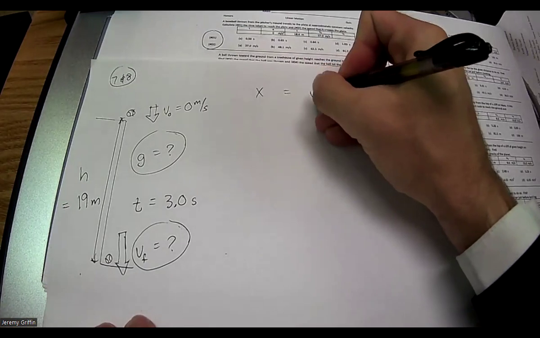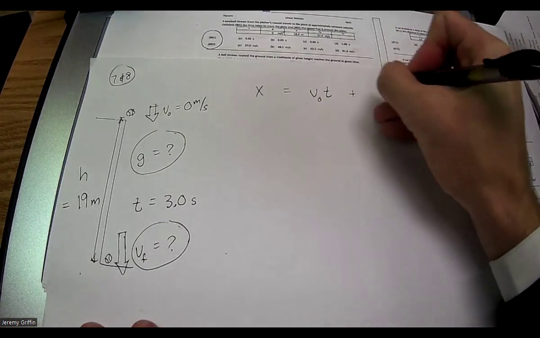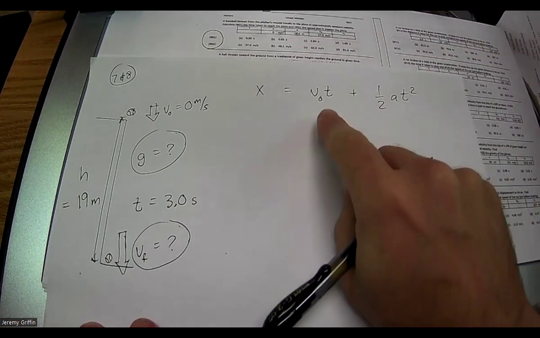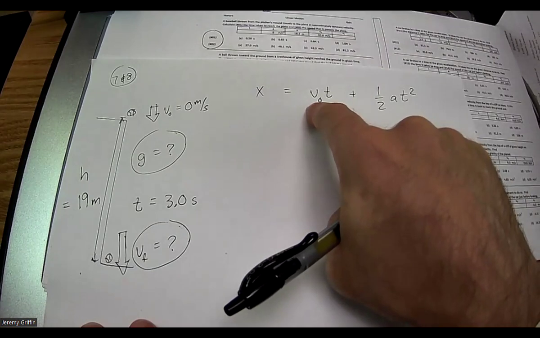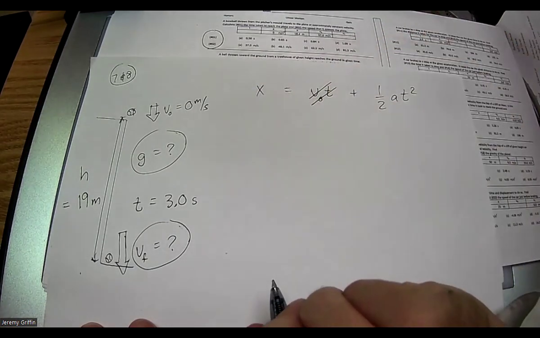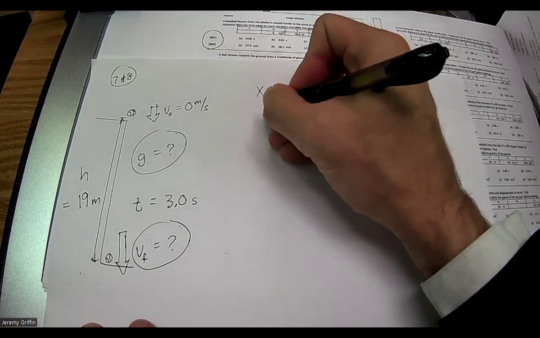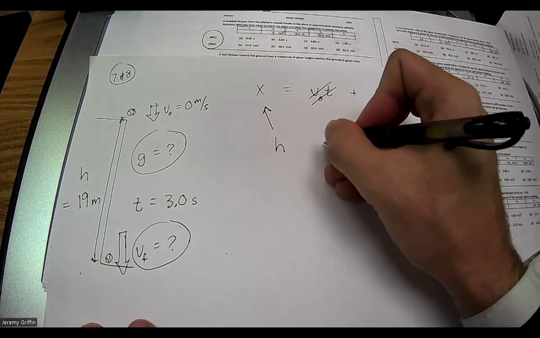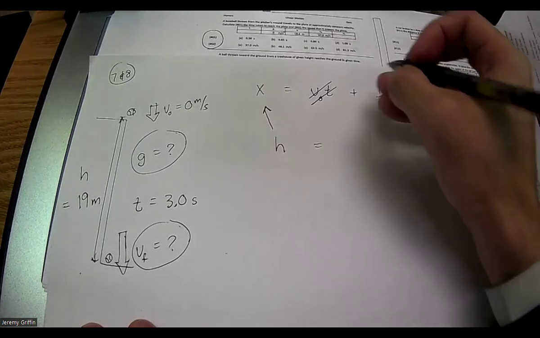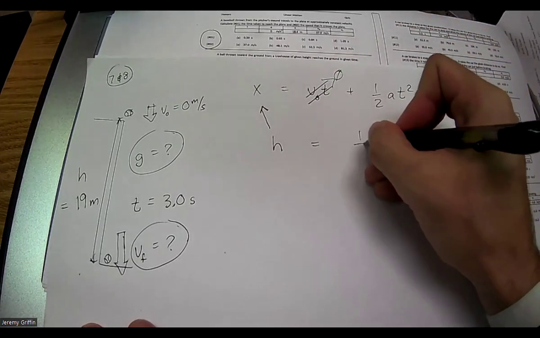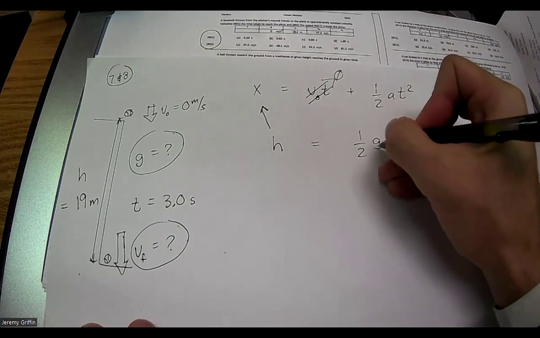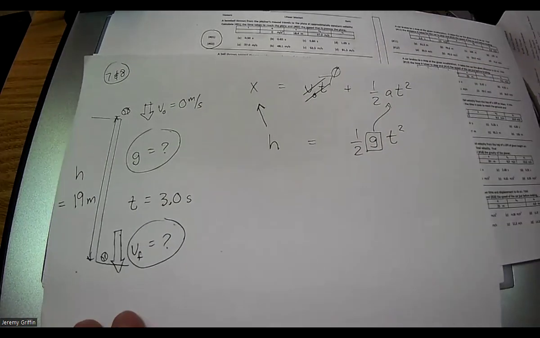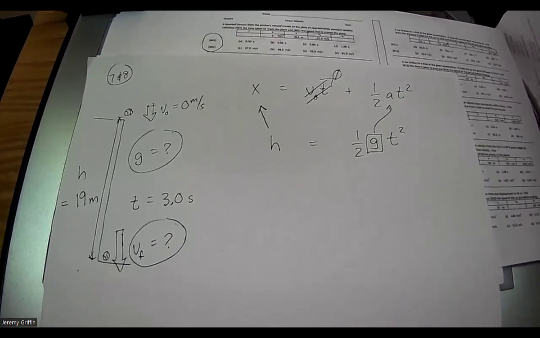X equals V naught t plus half a t squared. Would you like that? But wait a minute, what was my V naught again? 0, because we just dropped the ball, so I can simplify this. I'm going to change my terminology a little bit. The general displacement, I'm going to replace with h for height. I'm going to get rid of the V naught t because that's just 0. And in place of acceleration, I'm going to use g for acceleration due to gravity. Is that all right? So I changed my terminology a little bit.